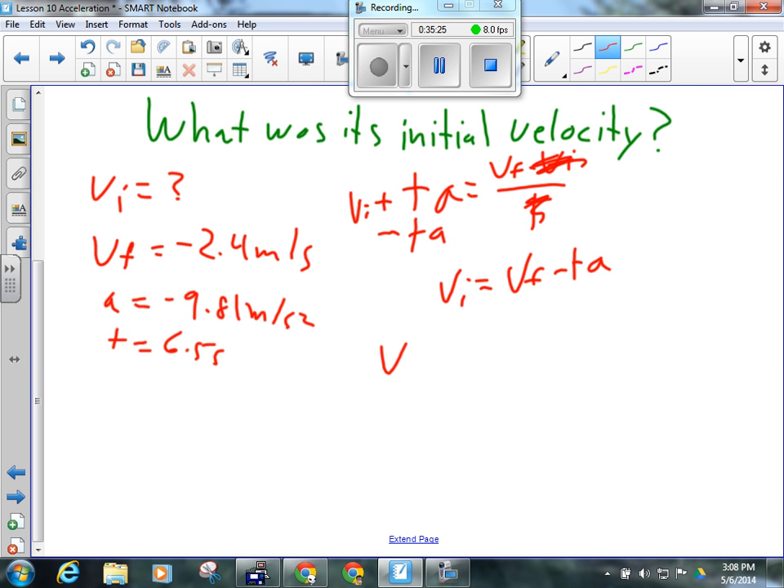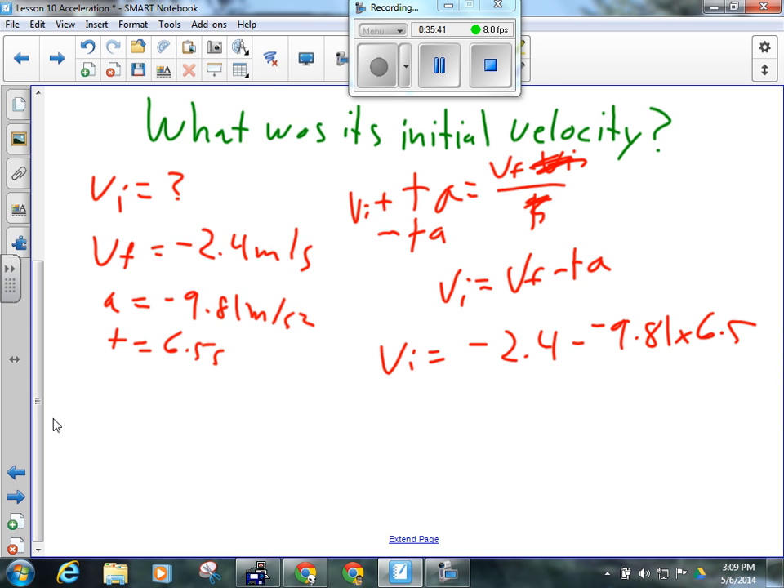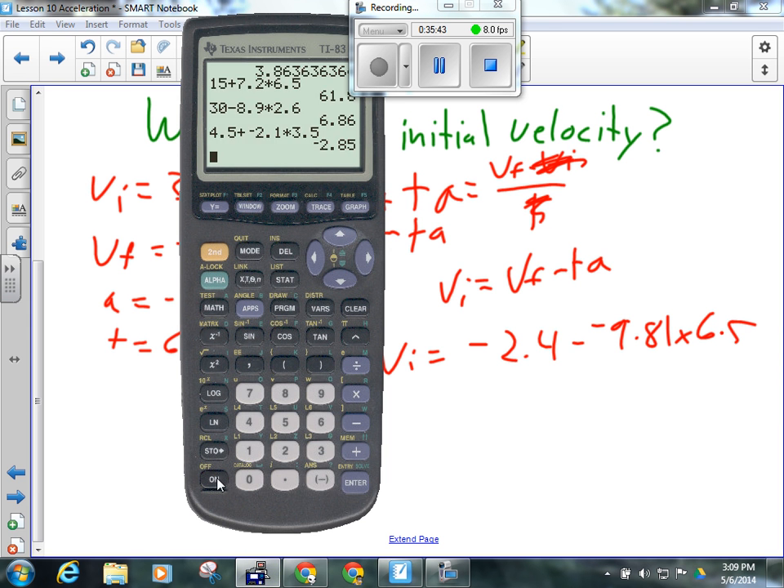Then I'm going to plug in my numbers. So VI equals negative 2.4 minus negative 9.81 times 6.5. When we punch that into our calculator, we'll have negative 2.4 minus negative 9.81 times 6.5. Which way do you suppose this thing was thrown?